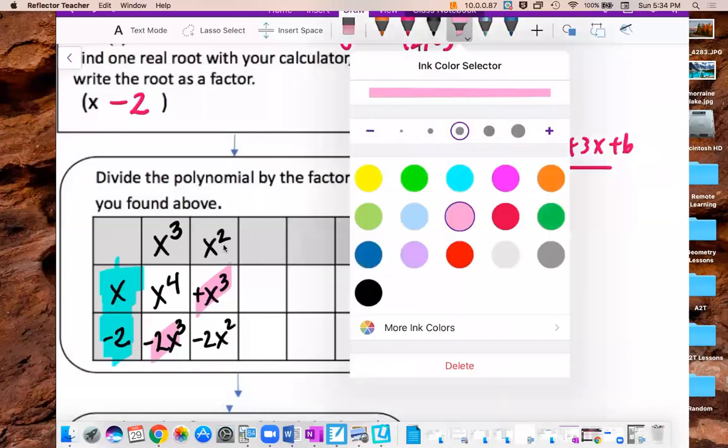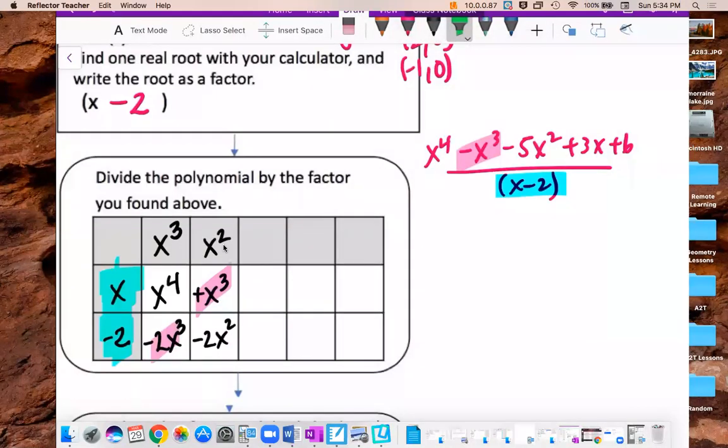Okay, and then we switch again. So I need those to add up to be a -5x squared. So this box and this box, -5x squared. So I'm already at -2x squared. So I need -3x squared more. So those add up to be -5x squared. Then I have to do the puzzle again. So this has to be a -3x. So when I multiply x times that, I get -3x squared. And then this becomes a positive 6x.